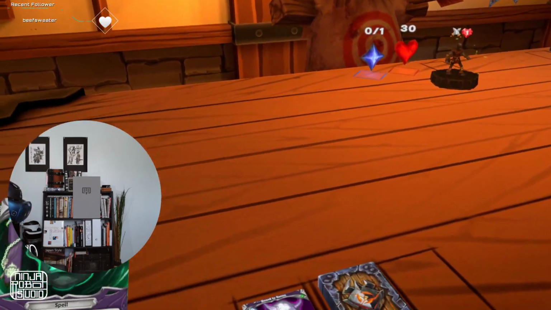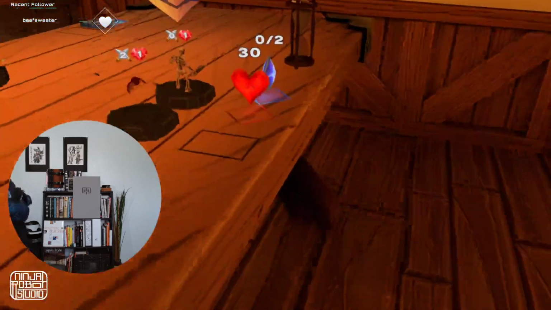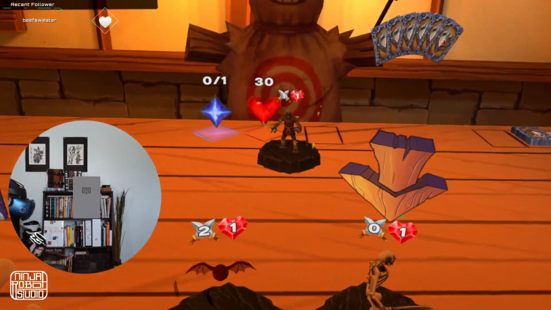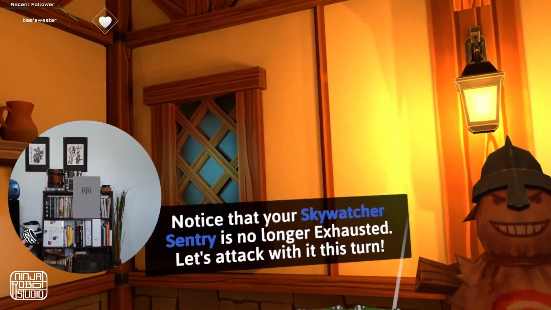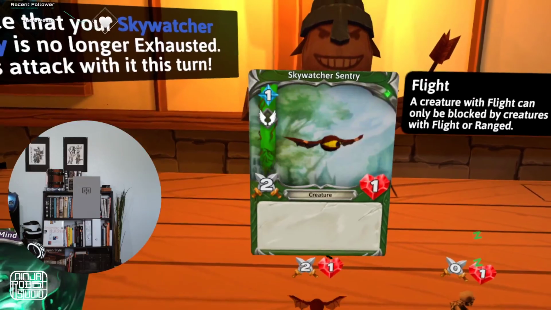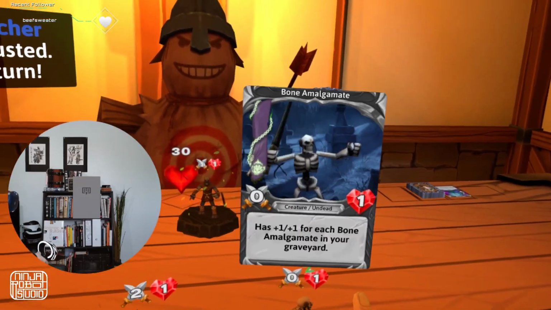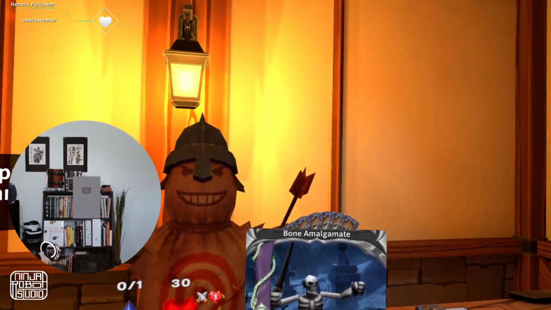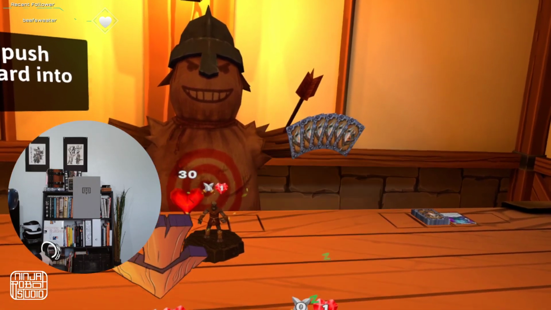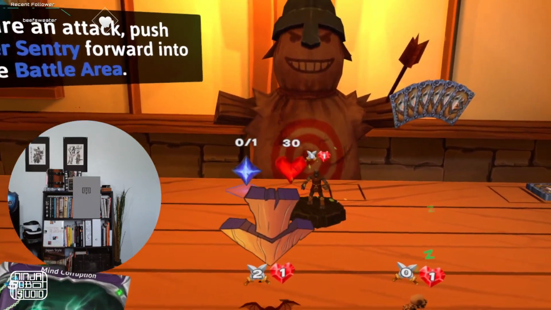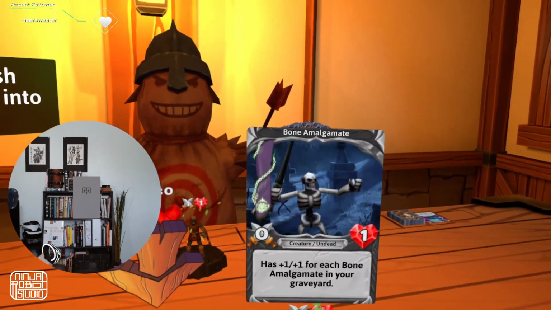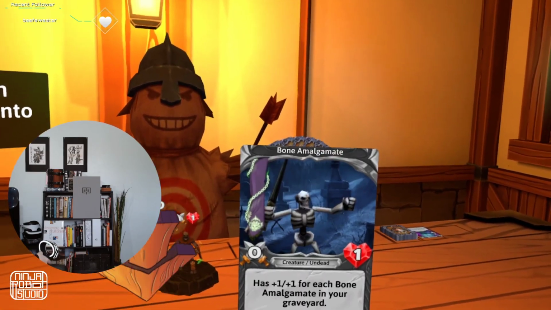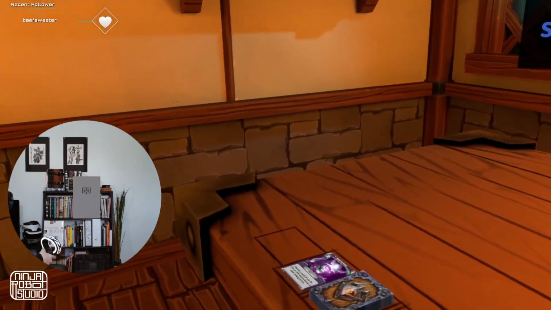Nicely done. Boon to Bones will now summon a Bone Amalgamate and draw the top card from your deck. Notice that your Skywatcher Sentry is no longer exhausted. Let's attack with it this turn. To declare an attack, push Skywatcher Sentry forward into the battle area. So this one's saying I have a +1/+1 for each Bone Amalgamate in my graveyard.